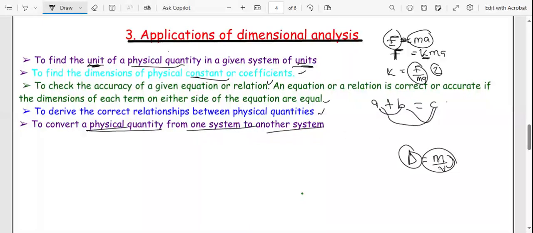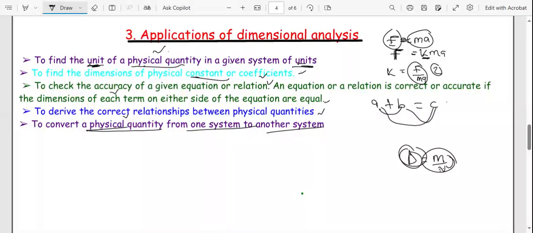So from just these two physical quantities, we'll be able to have density. So I want you to repeat. Dimension analysis will be used to find the units of physical quantities. One, we'll be able to find the dimensions of a physical constant or coefficient. Two, we'll be able to check the accuracy of an equation. Three, we'll be able to derive the relationship of an equation.